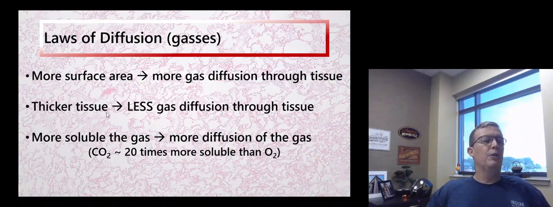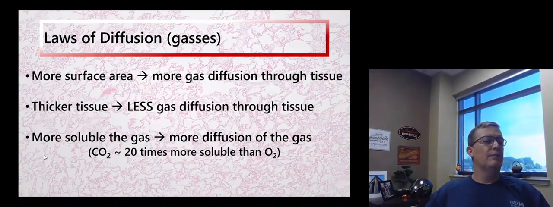Also, thicker tissue means less gas diffusion through the tissue. So another way to say that is, if the alveolar capillary membrane becomes obstructed with fluid or infection, functionally, that tissue becomes thicker. If the tissue itself is injured and becomes inflamed or edematous, then the alveolar capillary membrane is thicker. So the gas has a harder time moving through the tissues.